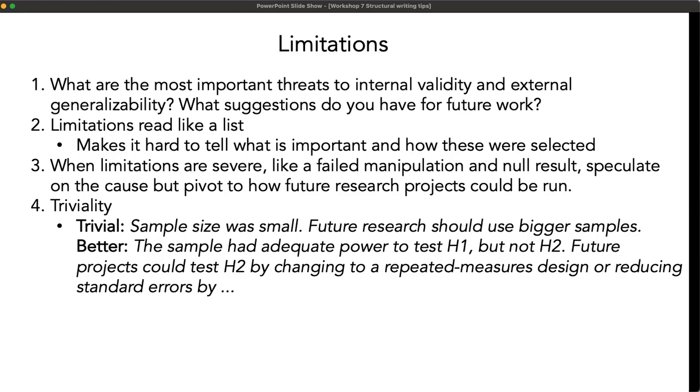So here's two examples. It's trivial to say that your sample size was small and that future research should use bigger samples, but better would be to say, what was the power, our statistical power for testing our different hypotheses? So which of the key aims of the study were fine in the sample and which ones were not? And how would you address those challenges in future work that also has a limitation of how many people can be contacted?